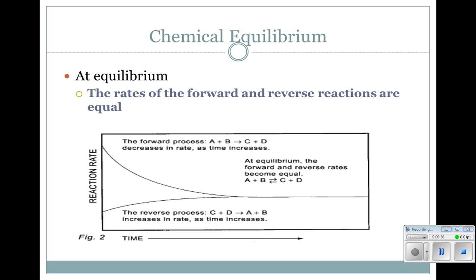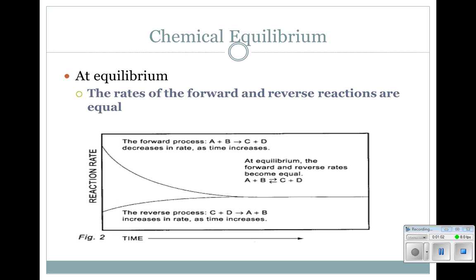So, at equilibrium, we said we have the rates of a forward reaction and a reverse reaction equal. So that means in order for equilibrium to be achieved, we would need a reaction or process that is able to be reversed. So you can look at this as an example. A plus B produces C plus D, but notice that D plus C can produce A plus B. So that would be a reversible process.